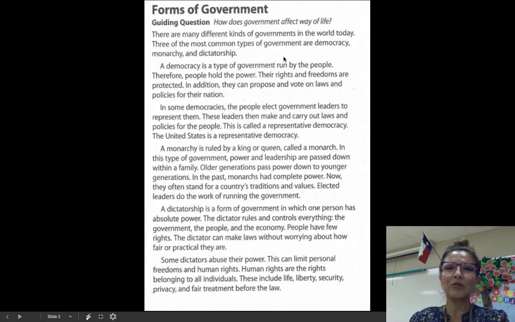So how does government affect the way of life? The best way to answer that is that governments are all different, right? Not everyone has the exact same type of government. We're lucky that in our country we are a republic, so we have a democracy, which is a type of government that's run by the people. It's not a direct democracy. We're not just a democracy, we're a representative democracy.